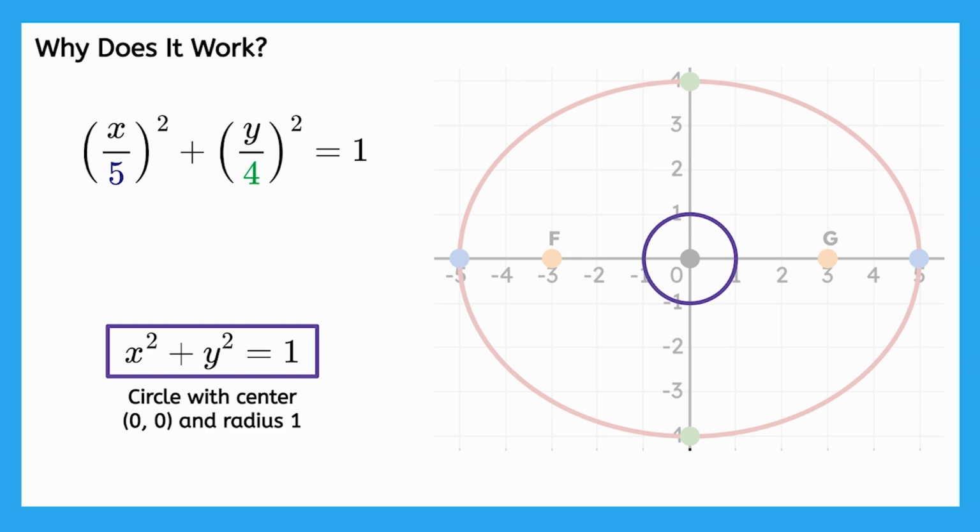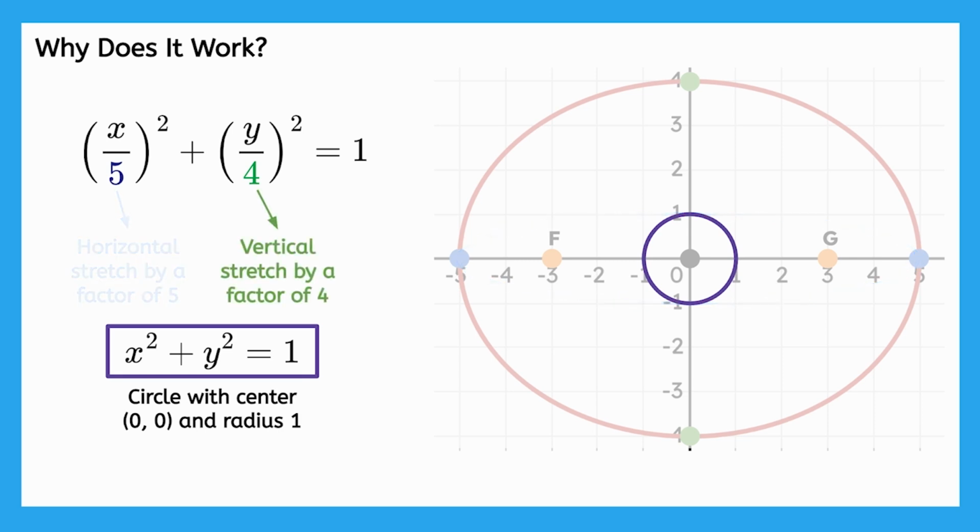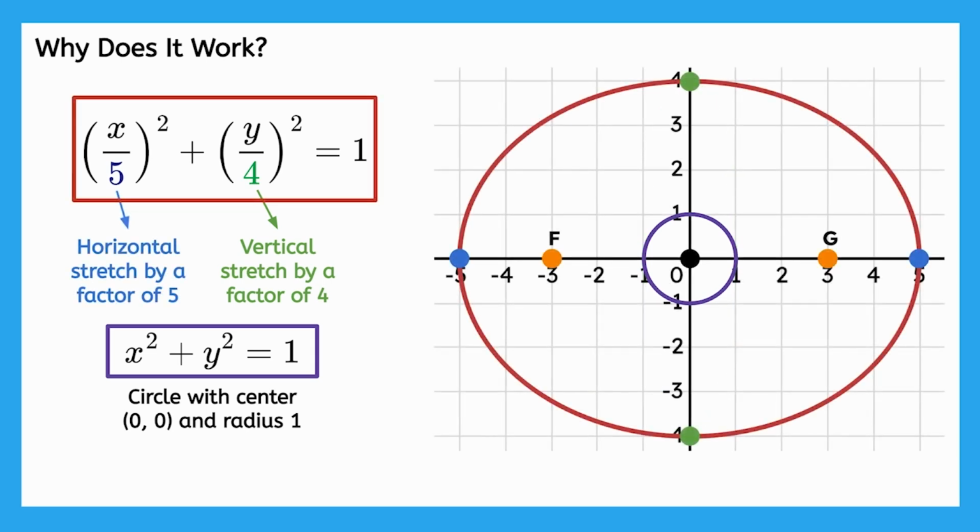Remember that operations done directly to a variable transform the graph in the direction of that variable, and in the exact opposite way we'd think they would. So even though we'd think dividing x by 5 horizontally should shrink the graph, it actually stretches it horizontally by a factor of 5. This stretch on its own would make the circle 5 times as wide. Similarly, dividing the y by 4 produces a vertical stretch by a factor of 4, which on its own would make the circle 4 times as tall. Doing both stretches together, we get the ellipse from our original equation.